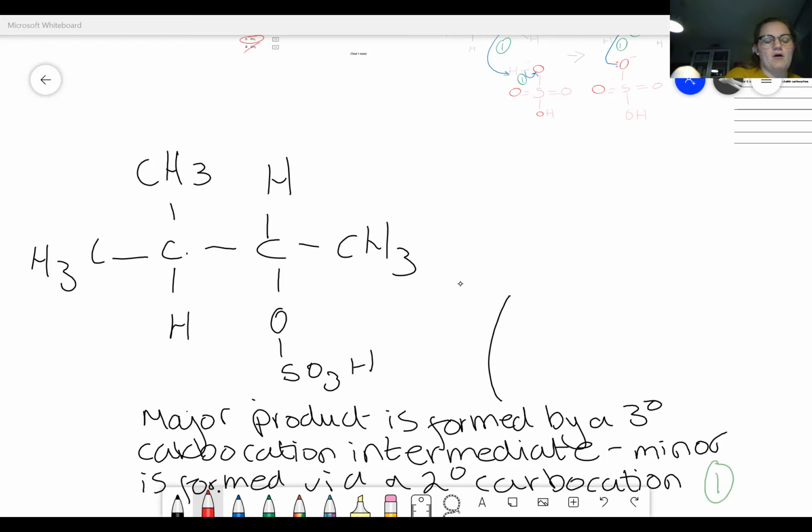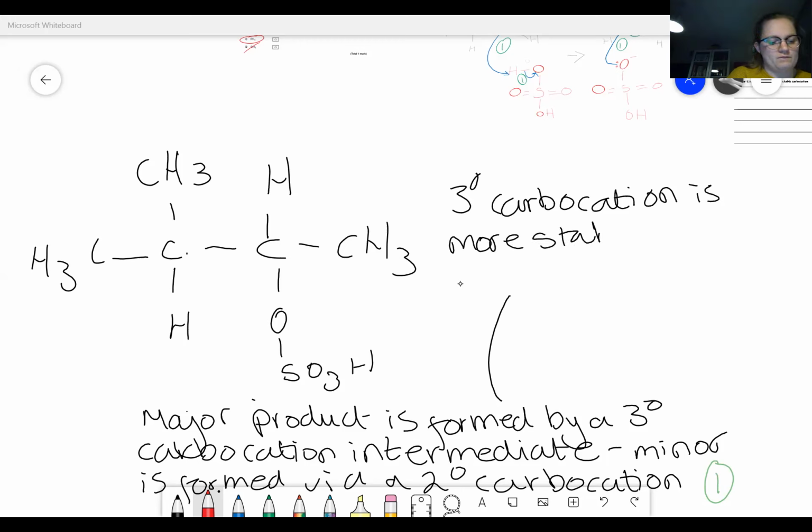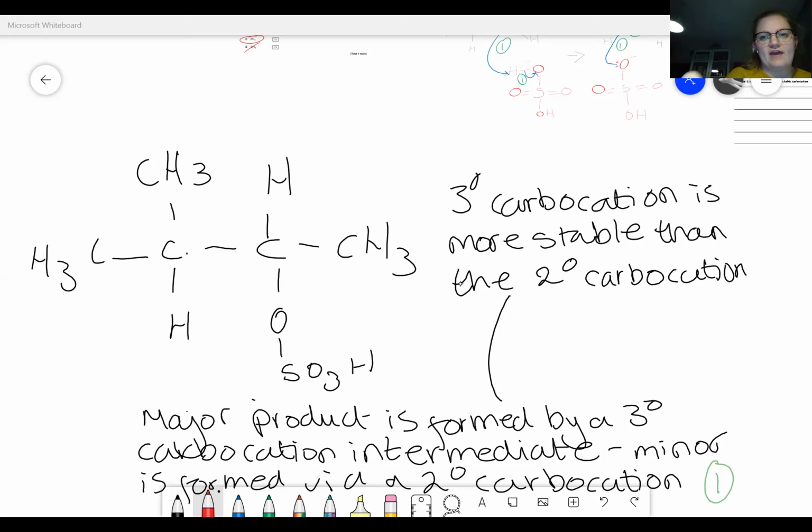1 mark. Second mark comes in for us saying our tertiary carbocation is more stable than the secondary carbocation. And that there would give us our second mark for that. So this one here would be our minor. The other one would be our major.